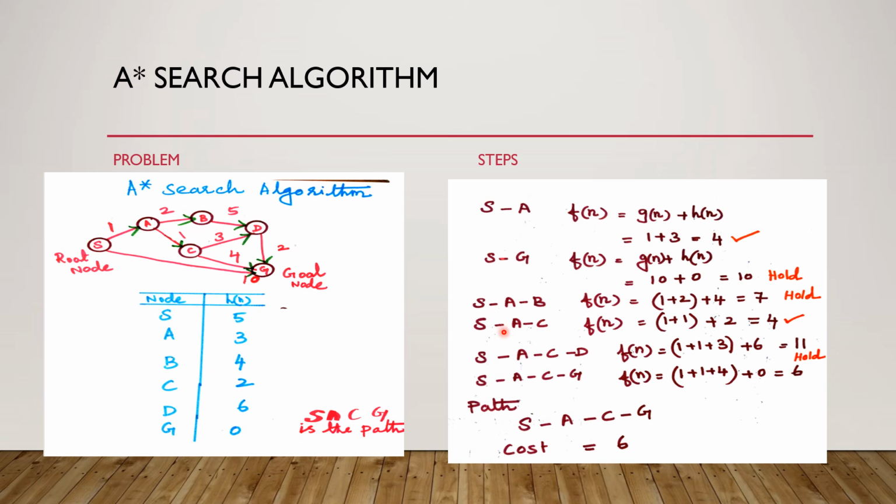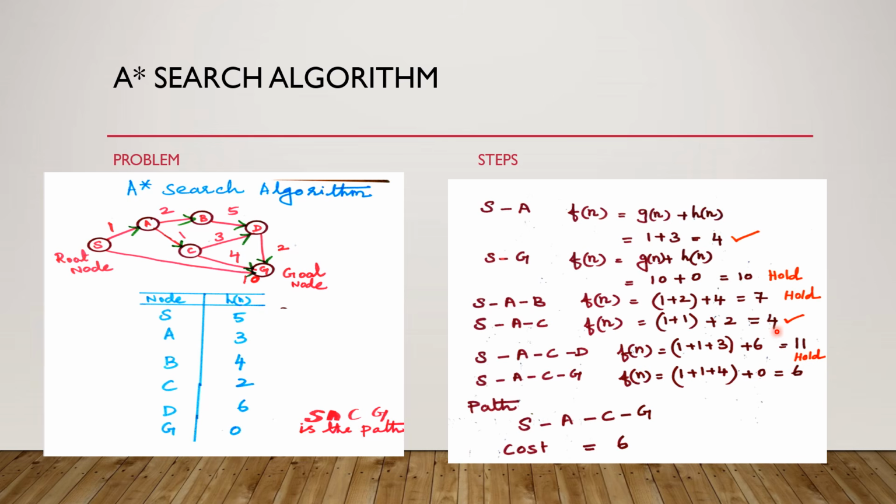Similarly, for S to A to C, f of n value is equal to 1 plus 1, so 2 is the g of n value, and for C, what is the h of n value? 2. So 2 plus 2, 4. Now what are all the values available in the hold condition? 10 is available in the hold, and this path is also in hold, which we calculated as 7, and another value is 4. Comparing these three values, which one is the lowest? S to A to C.